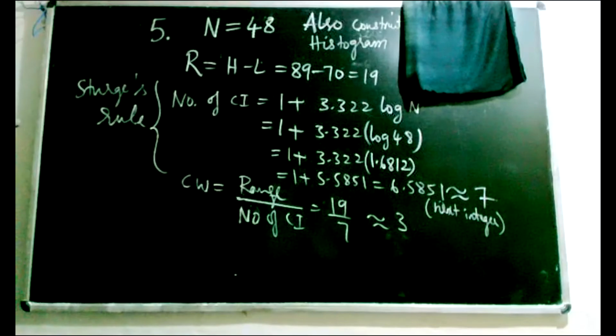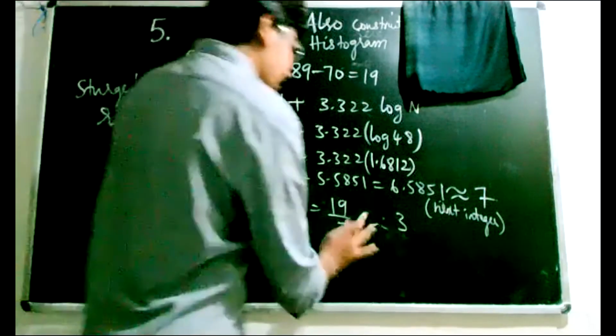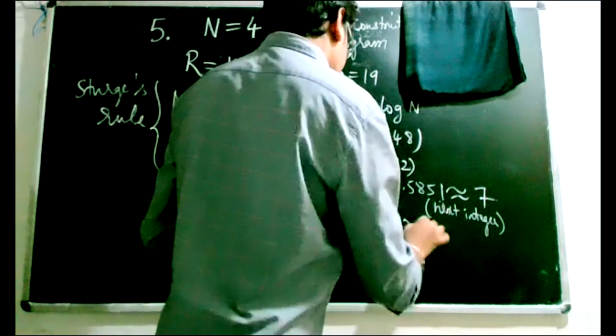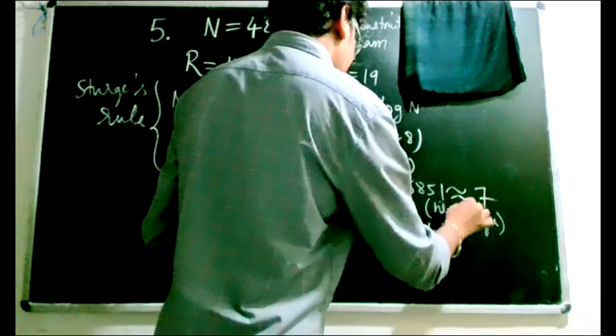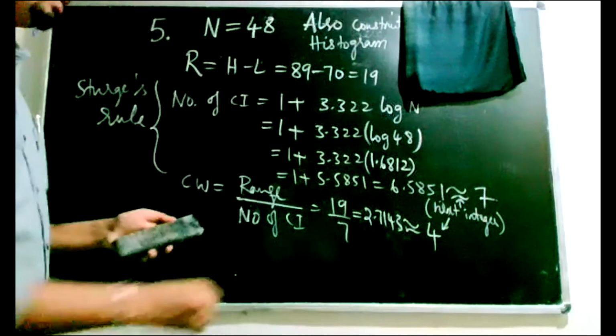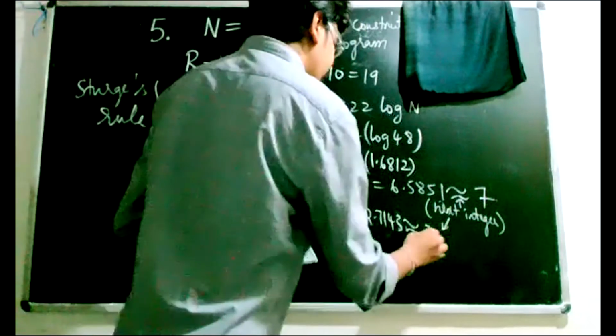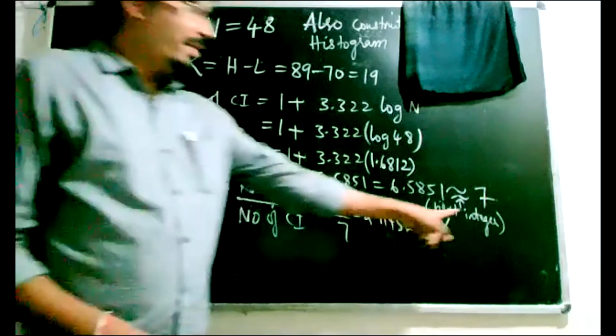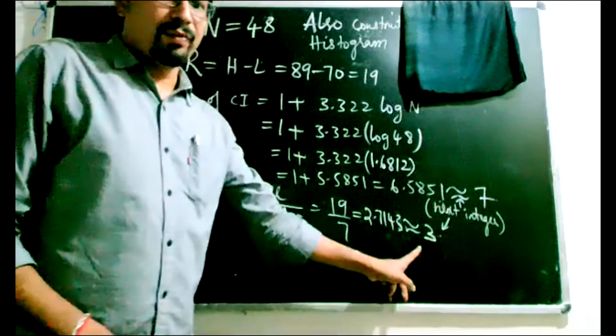Again, the next integer, so we'll take it to 4. So for both the cases it is always the next integer. Okay, so this formula is telling us you create 7 intervals, each of width 3.